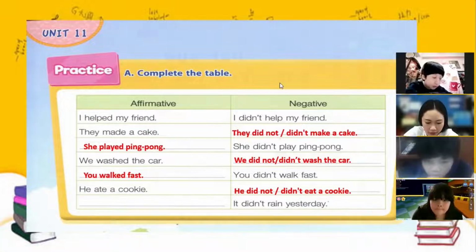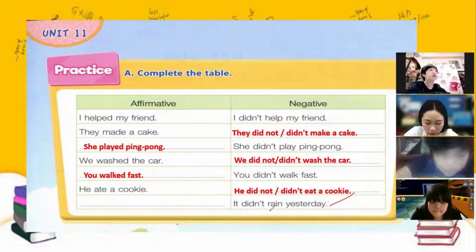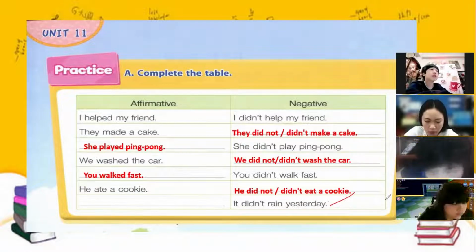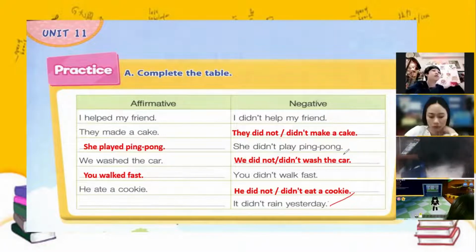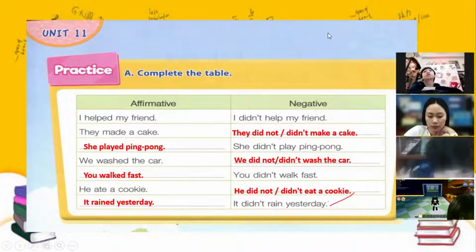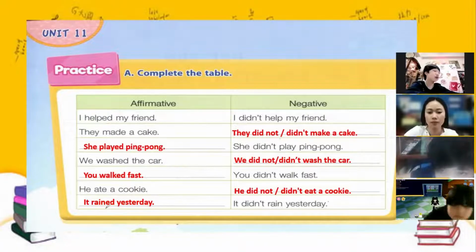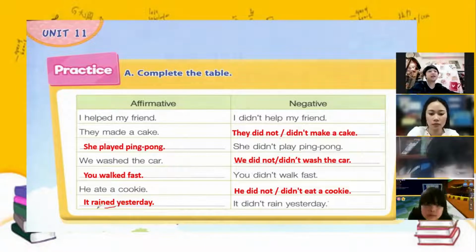Very good. Okay, now come to the last sentence. That's a negative. It didn't rain yesterday. Lily, can you tell me what will be the affirmative sentence? It rained yesterday. Very good. So what we do here, we just add ed for the regular verb. It rained yesterday. Excellent job.